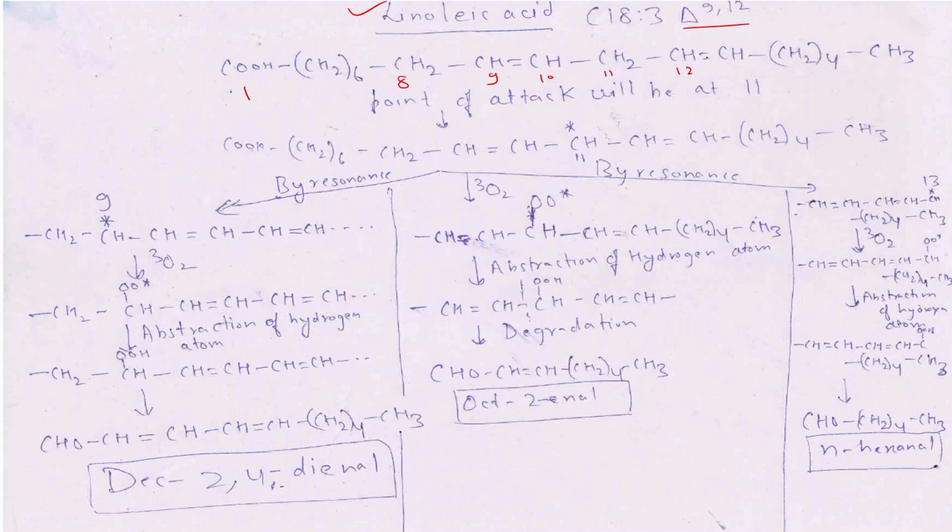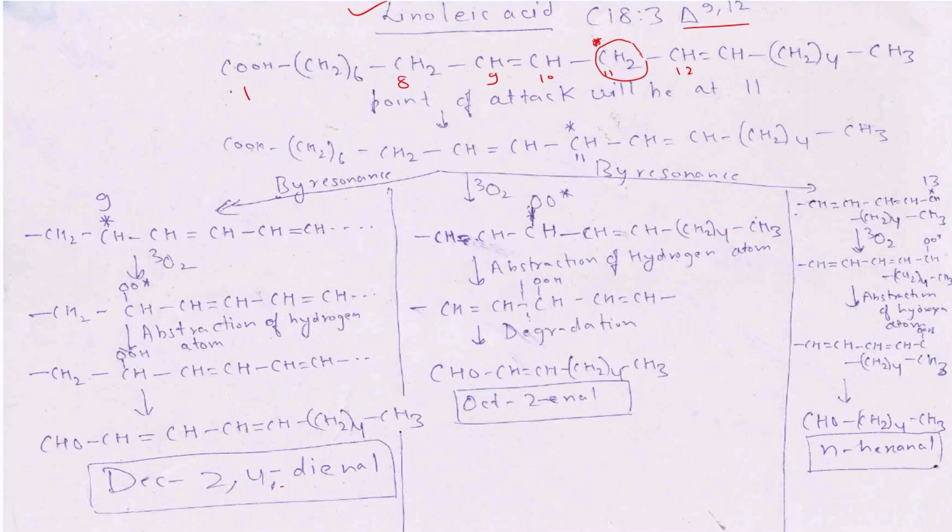At the 12 position we have the double bond. Now the point of attack will be this methylene group, which is in between these two double bonds. So if a compound has two double bonds, then the point of attack will be the methylene group in between the double bonds. So this will be the point of attack.